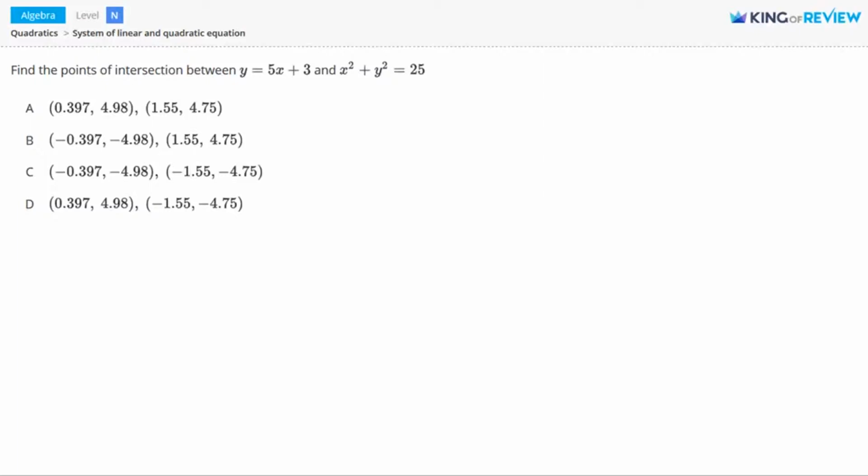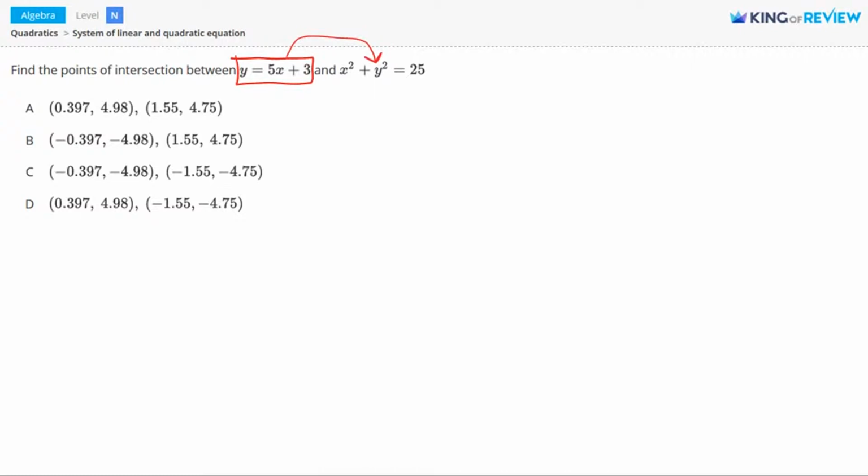Find the points of intersection between y equals 5x plus 3 and x squared plus y squared equals 25. One method for solving this problem is to use substitution. So I have an equation that solves for y here, y equals 5x plus 3. So I'm going to substitute 5x plus 3 into the second equation for y, like this.